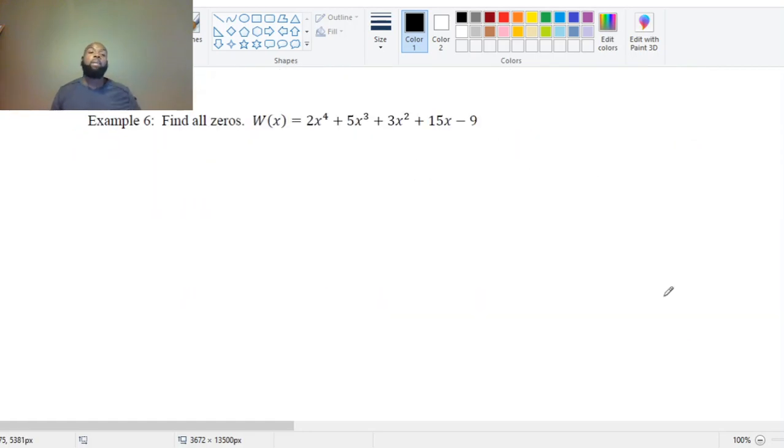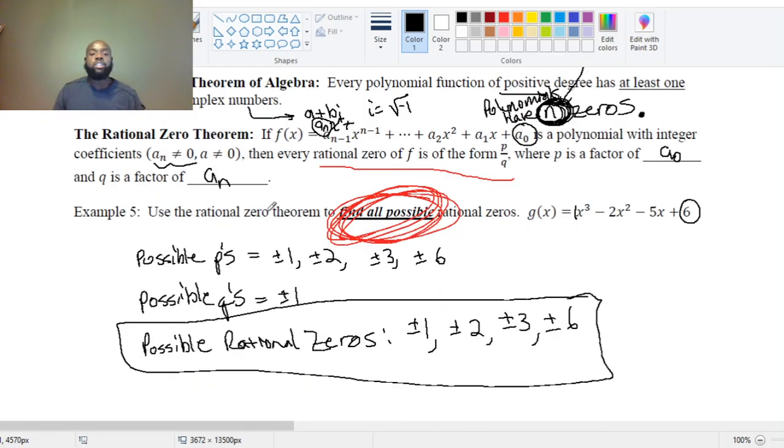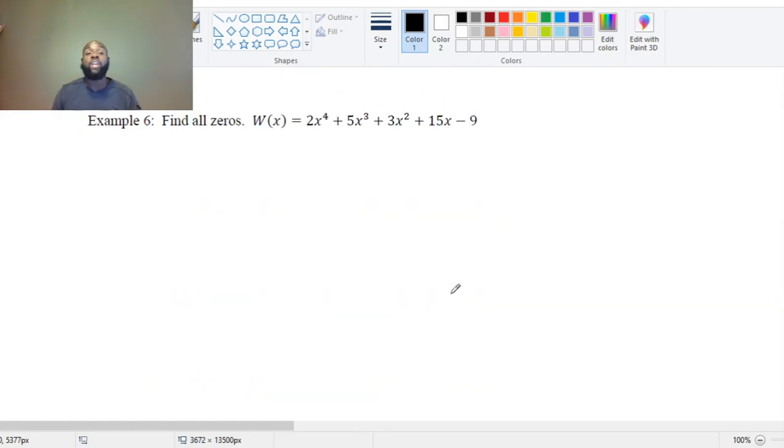Now we're going to look at an example where we find all the zeros. Notice the difference in instructions here. Use the rational zero theorem to find all possible rational zeros. Here, we're going to find all zeros, whether they're rational or not. What we're going to have to do is start by finding all of our possible rational zeros, right? So I'm going to start this almost identically as I started the last example.